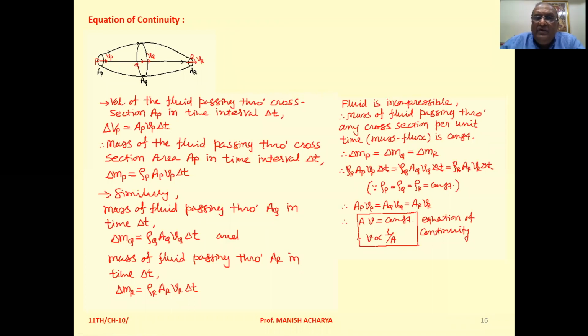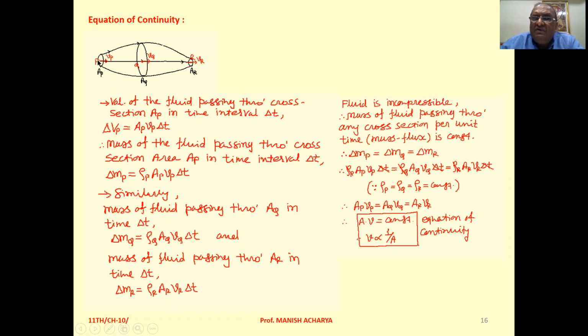Similarly, we can write the equation for the mass of the fluid passing through cross-section AQ in time interval delta t, that is delta mq equals rho q AQ Vq delta t, and the mass of the fluid passing through the cross-section AR in the same time interval delta t, that is delta mr equals rho r AR Vr delta t. Now mass is constant because the fluid that we consider is incompressible.